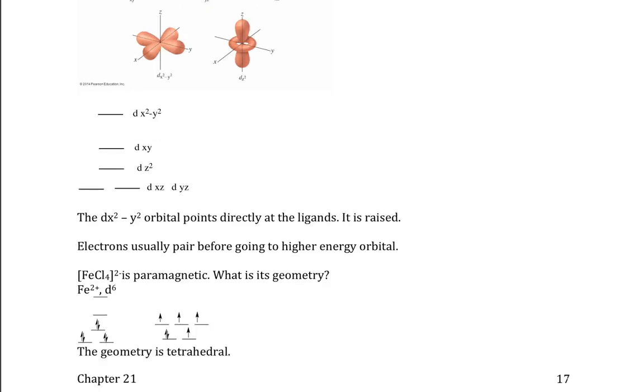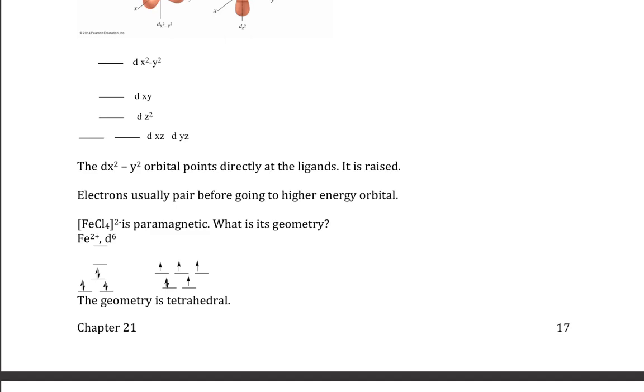Okay, so here's a problem. Let's say that we have FeCl4 2-. We know that it's got a coordination number of 4 because we know that Cl- is a monodentate ligand. There's 4 of them. Coordination number is 4. And we're wondering, is it tetrahedral or is it square planar? So what we know from experiment is that it is paramagnetic. We would determine that the Fe is Fe2+. Looking at the periodic table, we would see that it's a D6 ion.